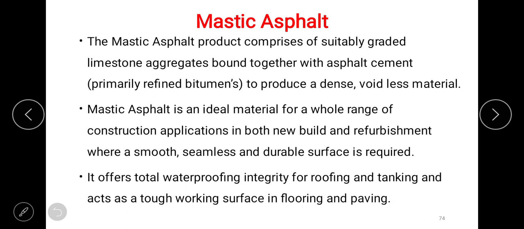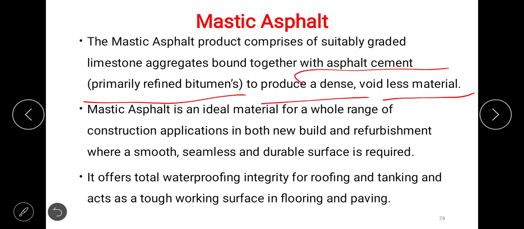The mastic asphalt product comprises suitably graded limestone aggregates bound together with asphalt cement, primarily refined bitumens, to produce a dense, voidless material. Dense and voidless material. As much as the void is less in the mix or in the aggregate, so much stronger will be the mix.